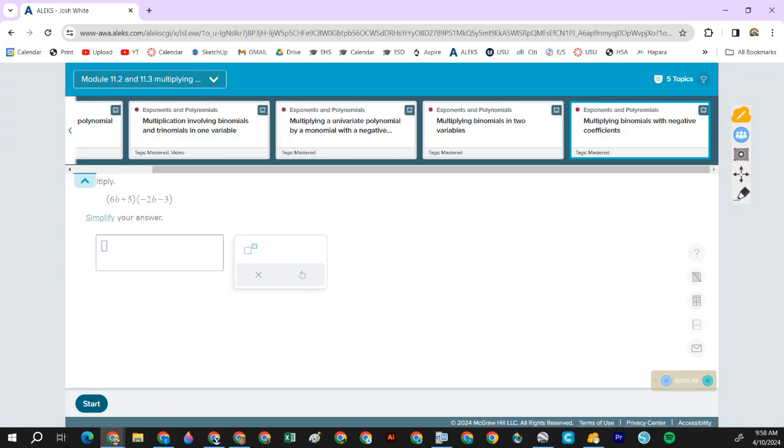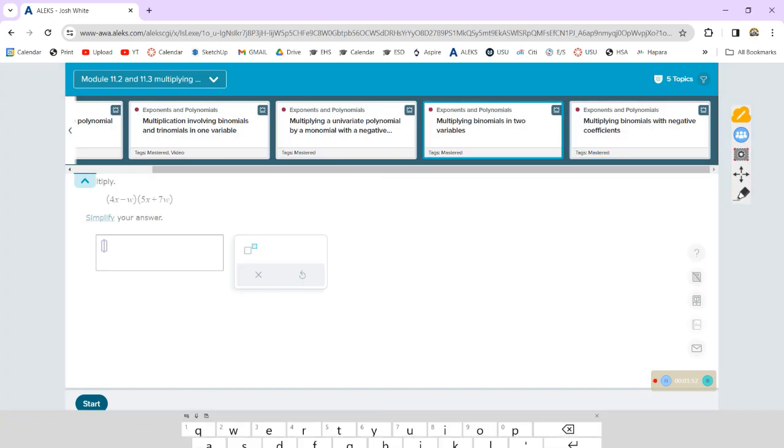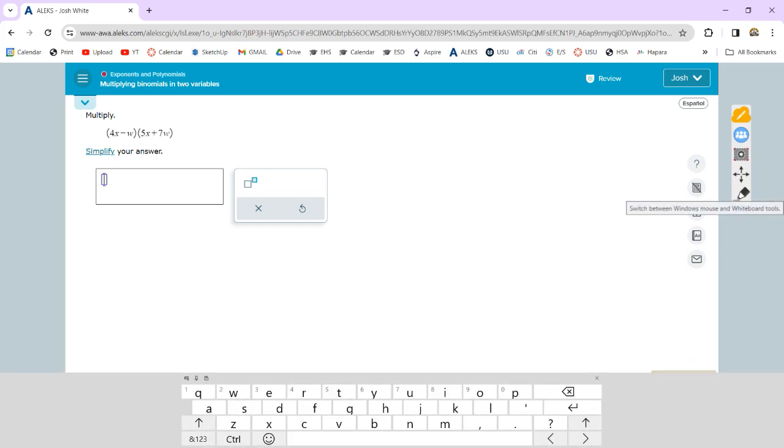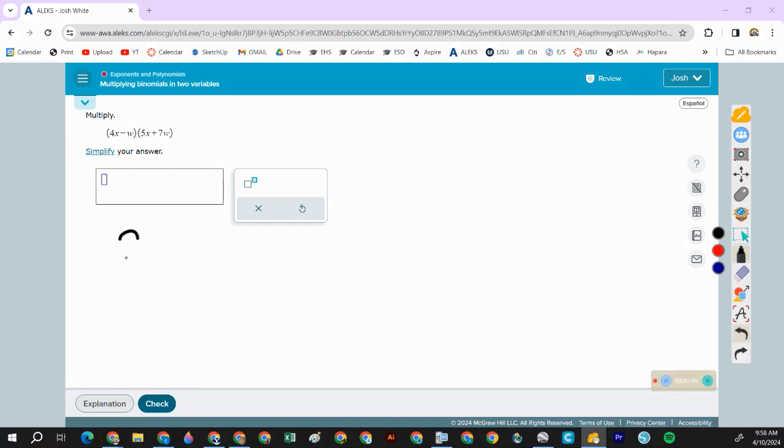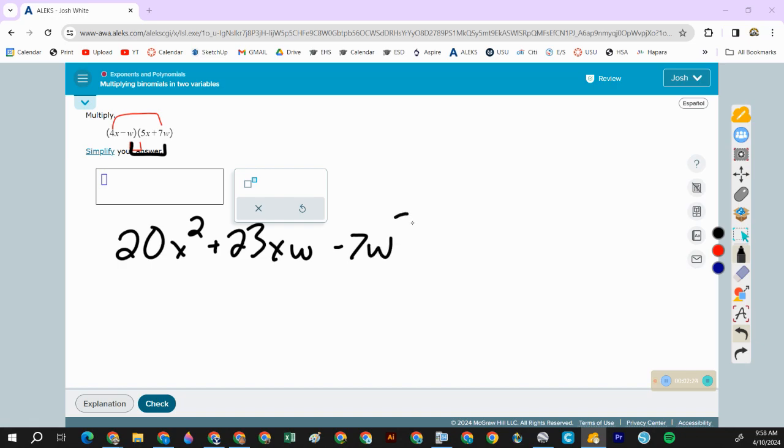All right. So in this case, are they going to have a common middle term? Yes. We have an x minus w and an x plus w. So the first one will be 20x squared, and then this and this would be 28xw minus 5xw is going to be plus 23xw. And then that one is going to be negative 7w squared. Okay.